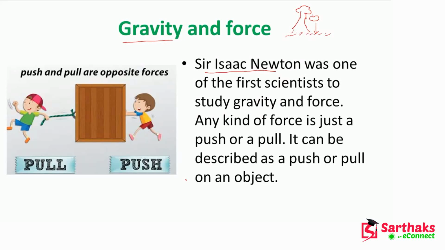Just a minute, I am taking the highlighter. So, the first scientist who studied what? Gravity and force. That means there is some pull or push, whatever you call it, that is not simply the force we discussed. There is another force acting on all the objects present on the earth's surface. That's why the apple moves downward.